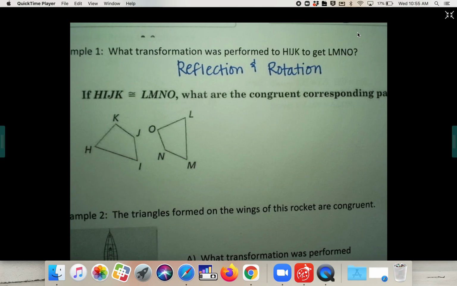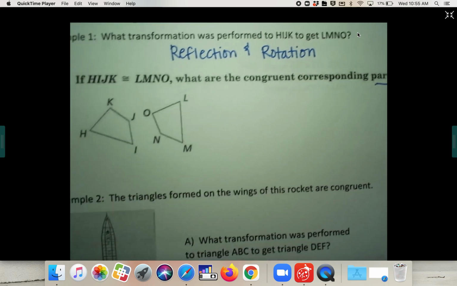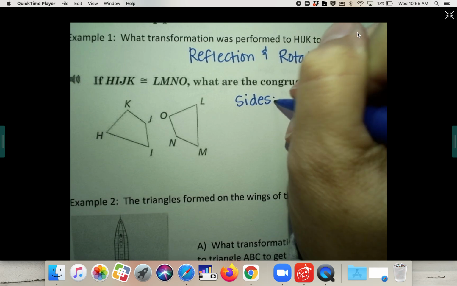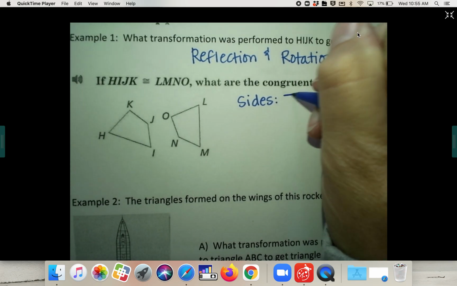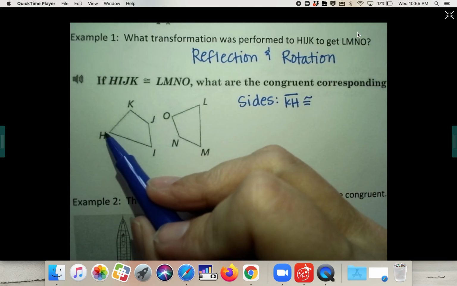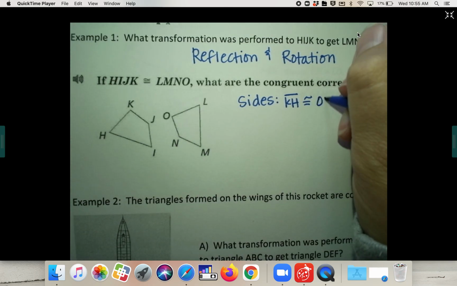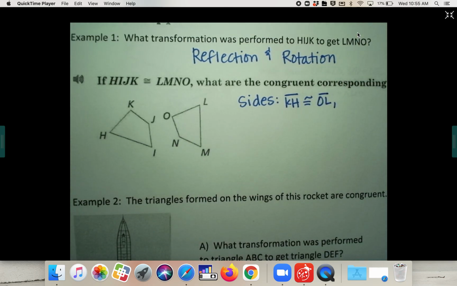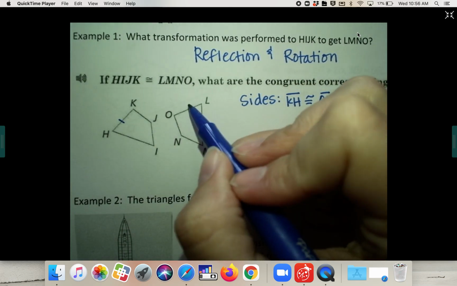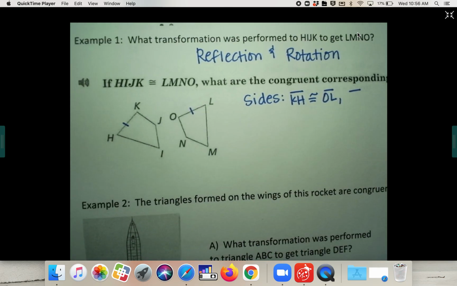Now that we know that, we get to name all the corresponding parts. So all the parts means all the angles and all the sides. So let's start with our sides, and let's make sure that we do them in the correct order. If I were to say side KH, from K to H, that would be congruent to side OL in that specific order. Then I'll go ahead and mark that up, KH, OL, and I'm just putting a little single hash mark showing that that is congruent to that.